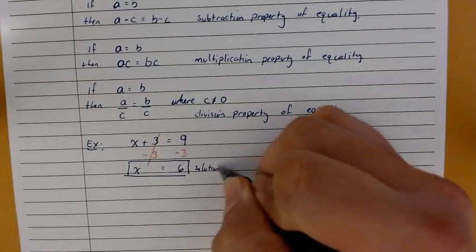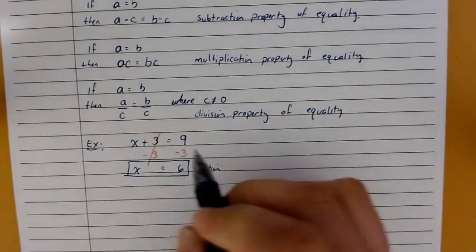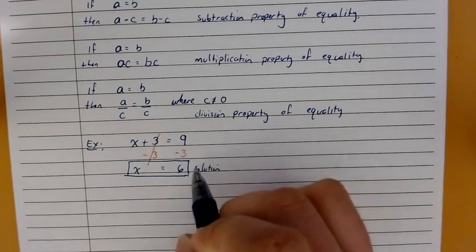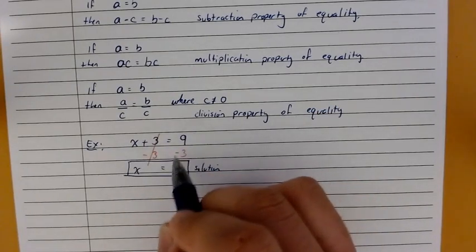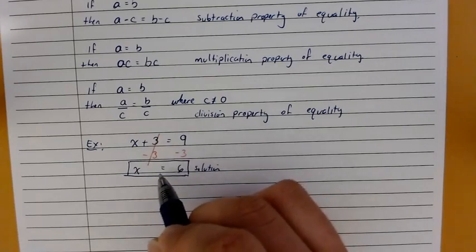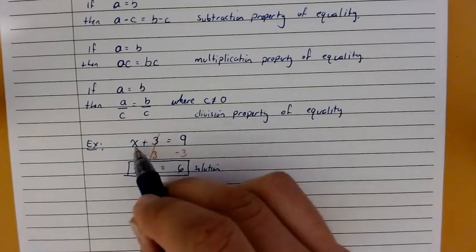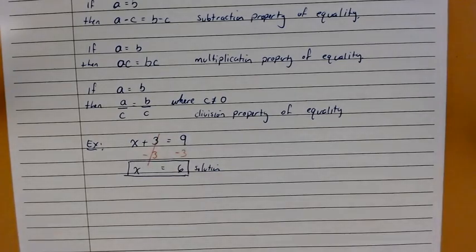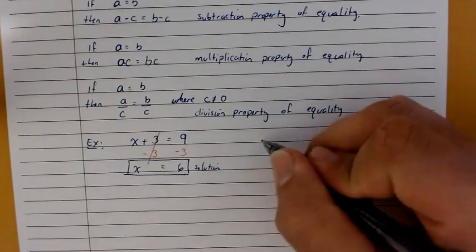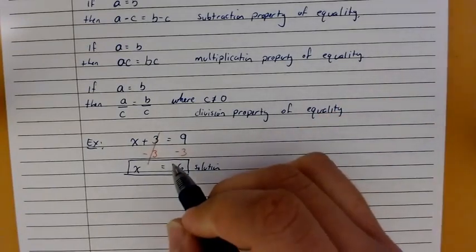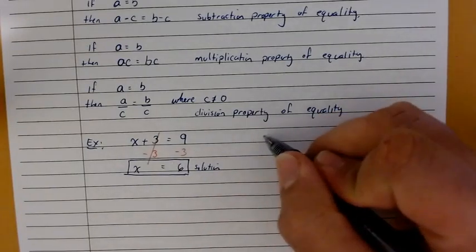And of course, you can always check. If ever you have a solution, what you mean is, I have a number that if I plug it in, it's going to make this equation equal to 9. So if you're not sure if you did it right, you can always just plug it in. 6 plus 3 is 9. Yeah, that works.